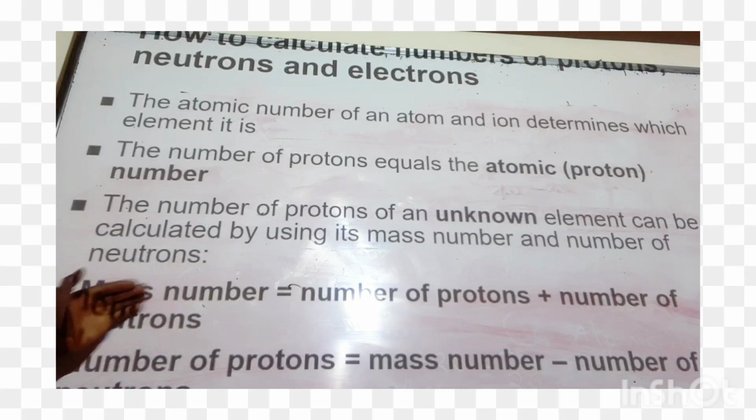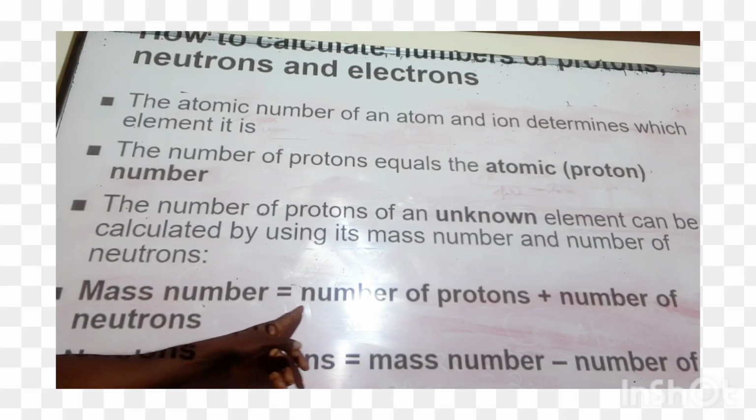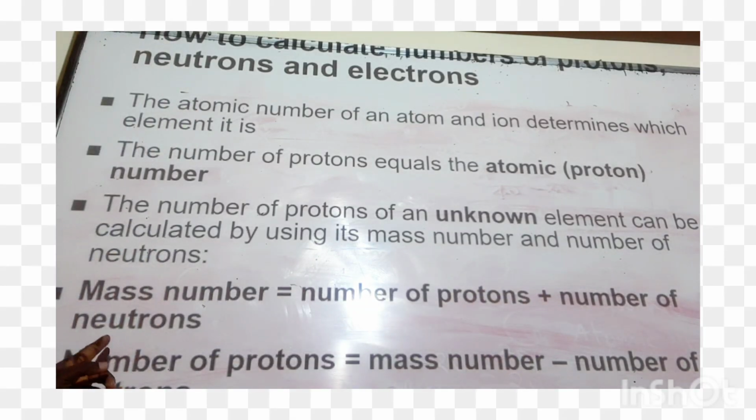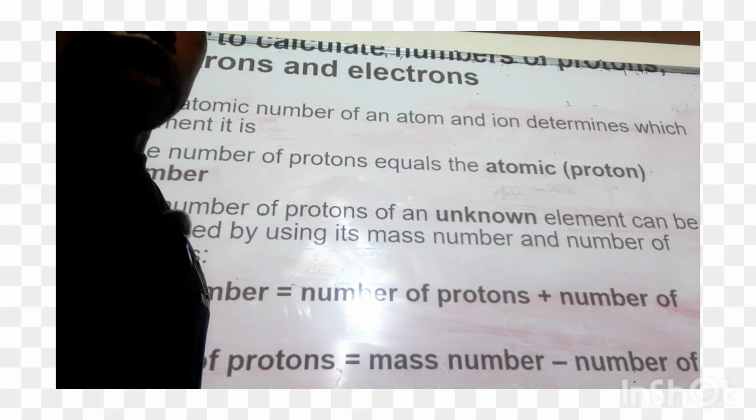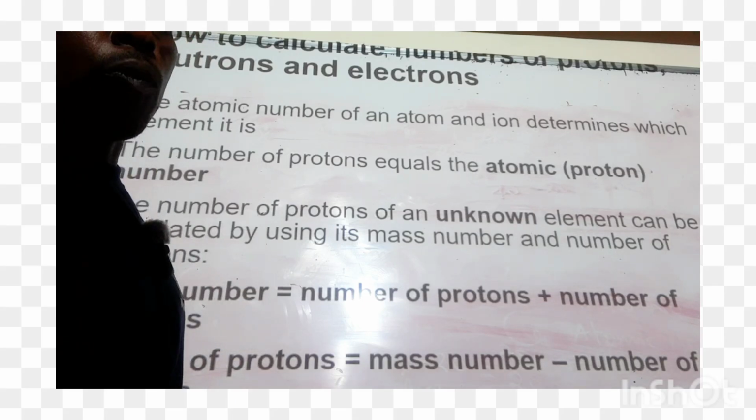Mass number, as explained, equals the number of protons plus the number of neutrons. Therefore, the number of protons will be equal to what? Mass number minus number of neutrons. Number of protons will be equal to what? Mass number minus number of what? Neutrons. And that will give you the number of protons of the unknown element.